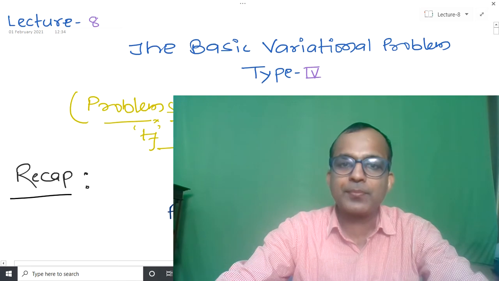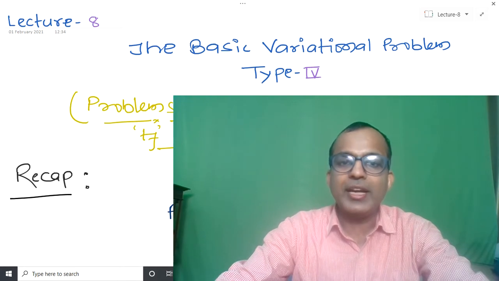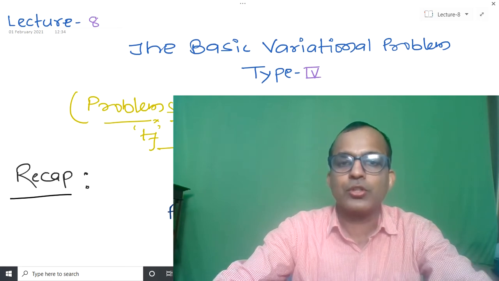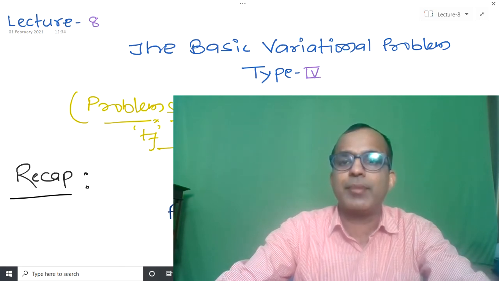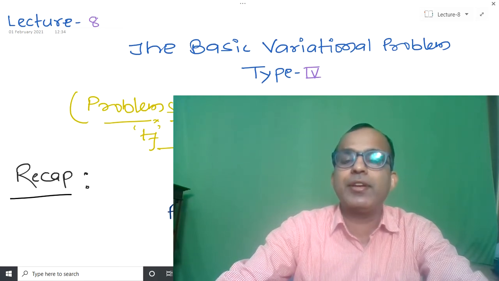Welcome back. In today's lecture, I am going to close the discussion on the basic variational problem. So basically, this is the final type. I have given it a specific name, type 4.